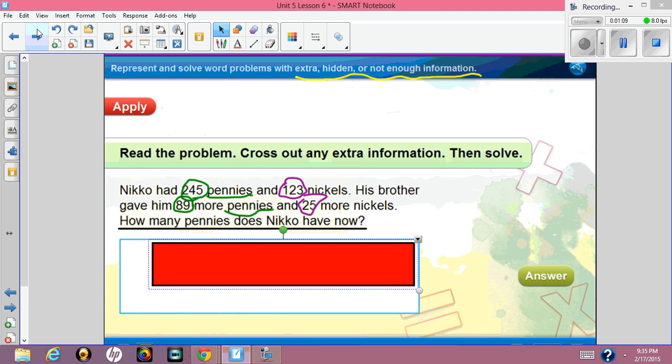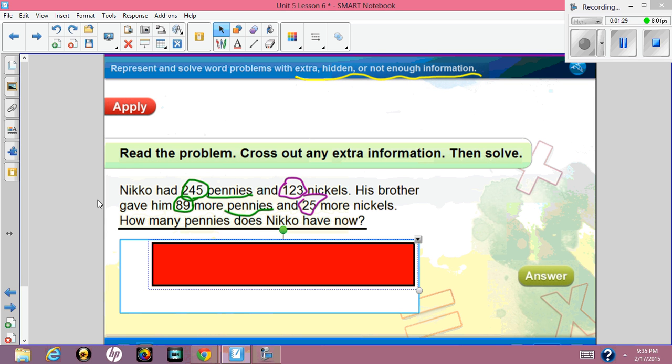Let's look at this first problem. Now, look at the top here. It gives us some clues of things that we need to do. Represent and solve word problems with extra, hidden, or not enough information. So let's read the problem, cross out the extra information, then solve.